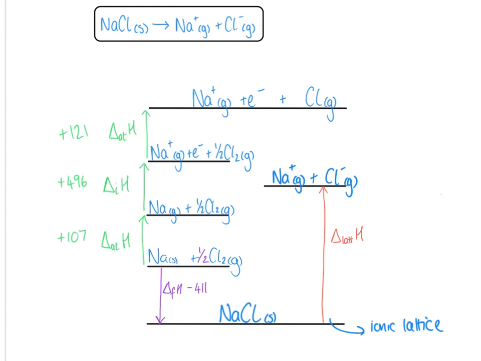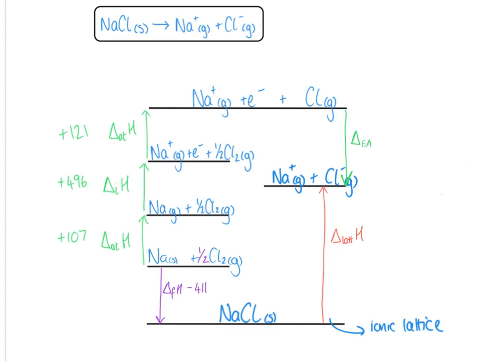And finally, we need to ionize our chlorine. So we need to change it from a chlorine atom to a chloride ion with a single negative charge. And it does that by essentially gaining this electron that sodium lost a couple of steps ago. So it gains that electron and it becomes Cl minus. And what we can see is that we're at our final equation, our final ions. So this is what we call the electron affinity of chlorine.